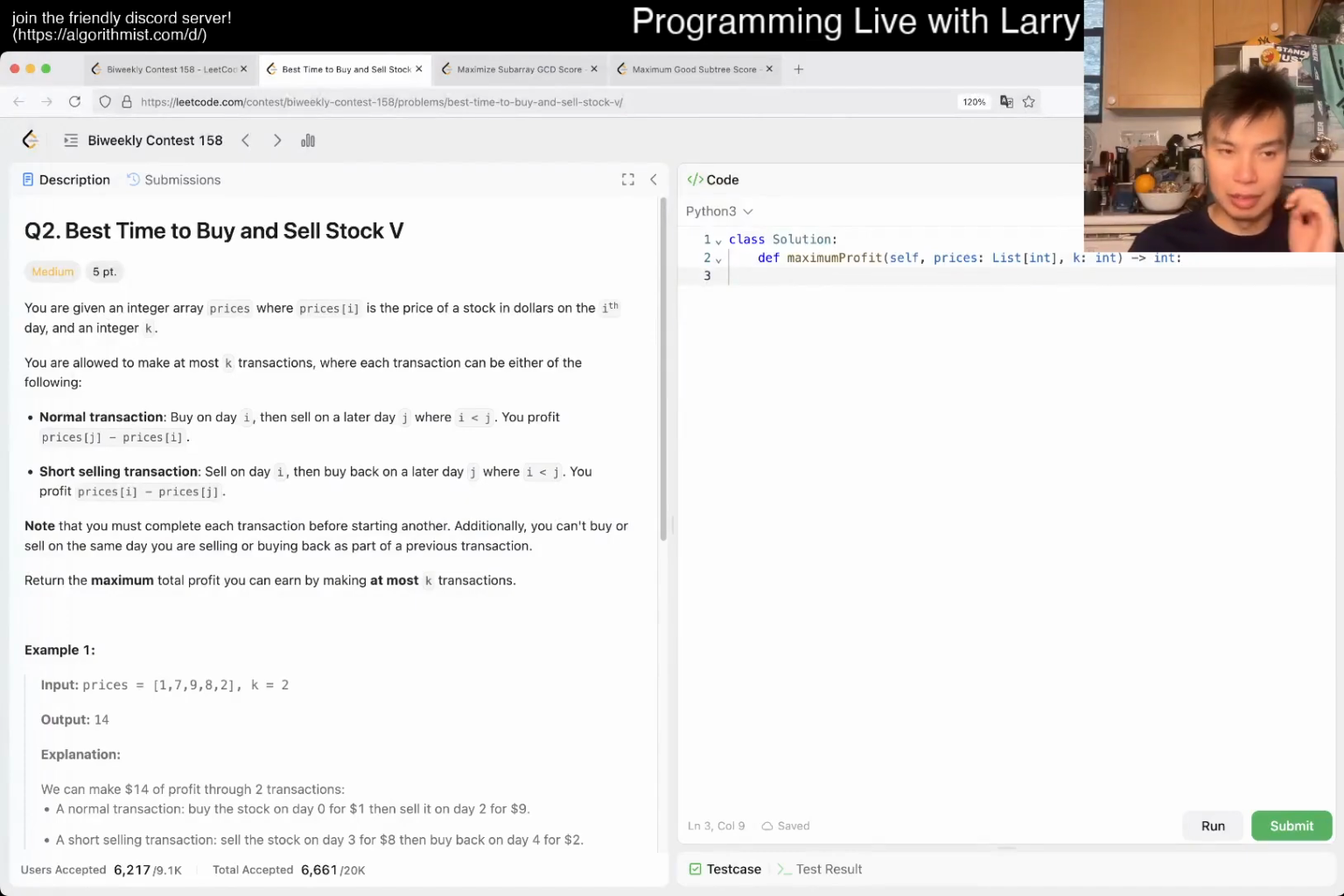LeetCode is so, I don't know. Like, they took something that kind of worked and made it not good for everybody.